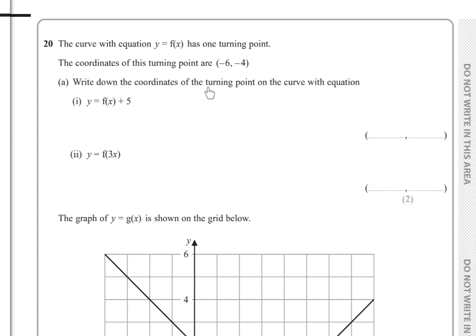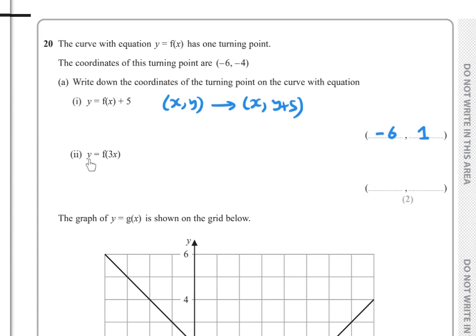Write down the coordinates of the turning point on the curve with equation y equals f(x) plus 5. f(x) plus 5 is a vertical translation, 5 units up. So the point with coordinates (x, y) will be (x, y plus 5). So add 5 to negative 4 and keep x the same. So negative 6, and negative 4 plus 5 equals 1. So (negative 6, 1).